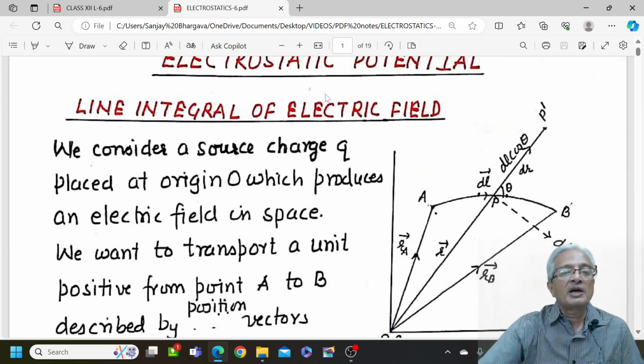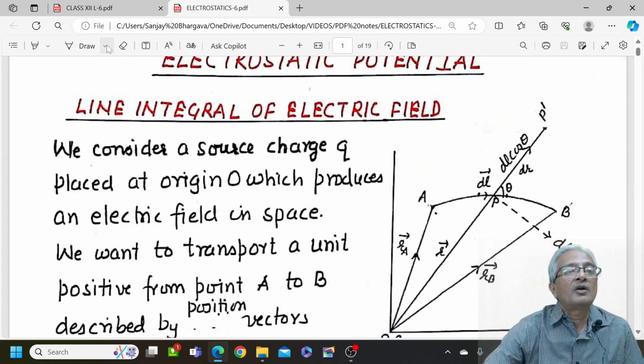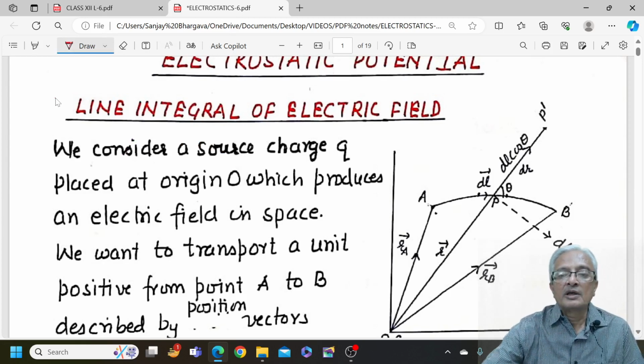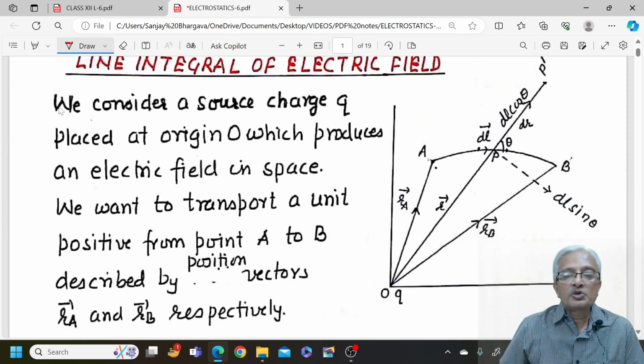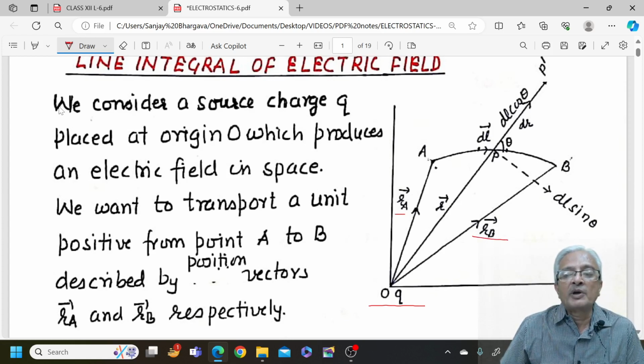So for the first part we pick up with line integral of electric field. Now when we say line integral of electric field, then what do we mean? We have to have a figure here which shows that a source charge is placed at the origin O. Here in the electric field produced by the source charge, we have a point A and a point B. Point A described by the position vector RA and point B described by the position vector RB.